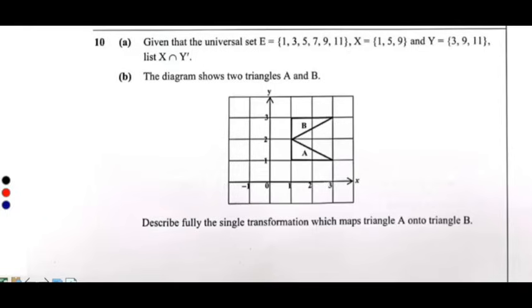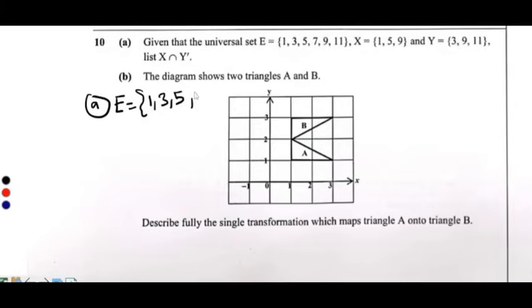So question 10, we have A and B. We are going to start with question A. Question A reads, given that the universal set is equal to 1, 3, 5, 7, 9, 11. So we take note of our universal set. A universal set is a set that contains all the possible given elements that are found in the given sets, okay? That is a universal set.